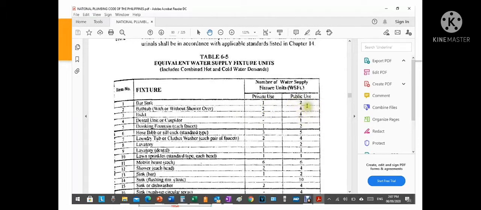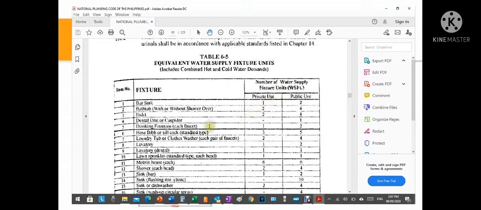As you can see, we have a higher value for public use compared to private use, since we all know the demand is larger in public use. Right? More people use the fixtures in public restrooms, like in malls and theaters. So we have a higher total demand.